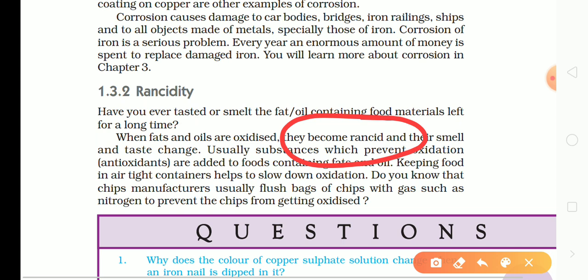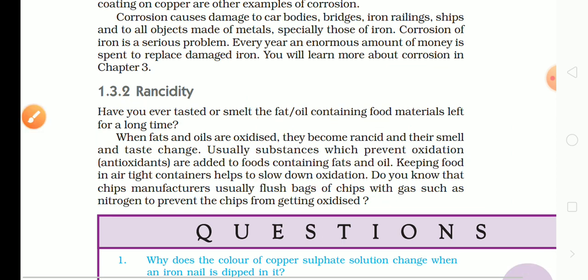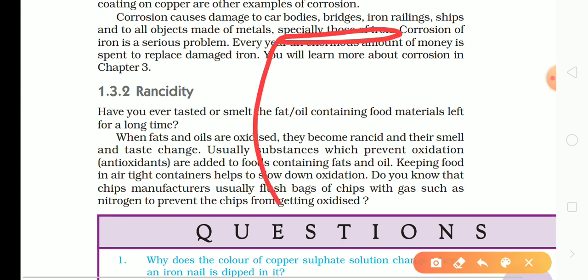So what is happening? The oil present in these chips reacts with atmospheric oxygen, which gives out an unpleasant chemical with a really disturbing odor. This is called rancidity. You can see the packets of Lay's seem pretty huge, and in fact they have only 2 or 3 chips, and you can see it is flushed with air.